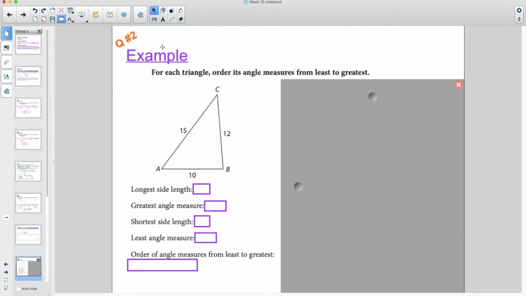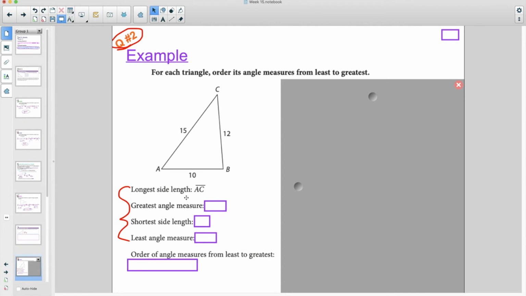Okay, so we're going to do a couple examples here using what we just talked about. Okay, so this is related to question number 2 on that summative. So for each triangle, order its angle measures from least to greatest. So what we have to do here, we have this kind of set up for us. If we identify the longest side and the shortest side, right, we can identify the greatest angle and the smallest angle, and then the middle one just goes in between. Okay, so the longest side length, right? So let's label that. Our longest side length here, if you take a look, right, it would be this one with the 15. So that would be our AC, okay?